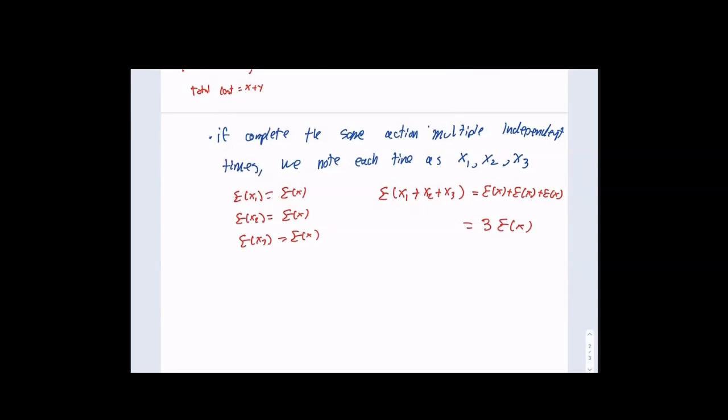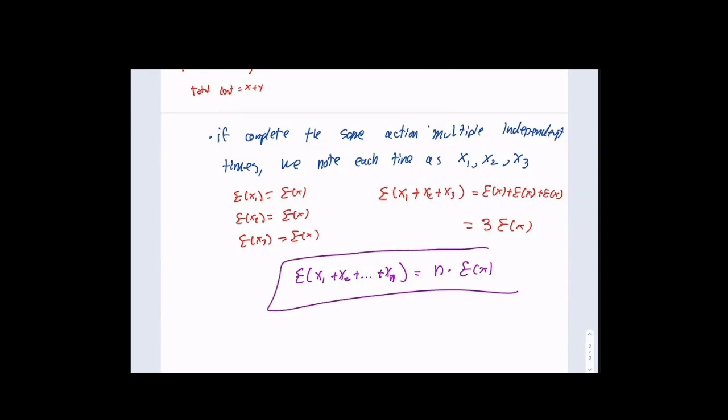As such, the rule here is that the expected value of x1 plus x2 plus dot dot dot plus xn is equal to n times the expected value of x. If you do something 100 times, if the expected value is that you're going to win $1, now you might lose some, you might win some, you might win more than $1, lose a lot more than $1, and so forth. But if the expected value was $1 and you do it 1,000 times, you would expect to earn $1,000.